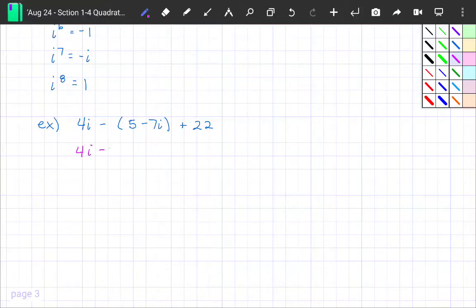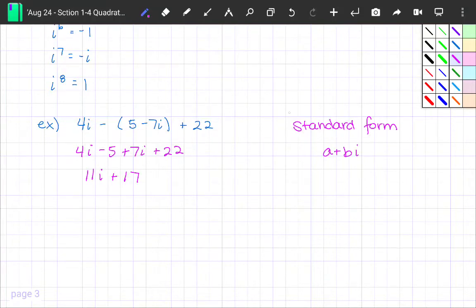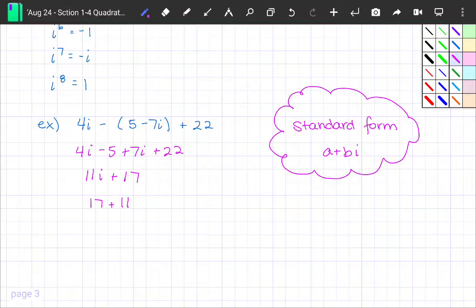Distribute that negative, combine like terms. Hopefully I don't make any arithmetic mistakes. And we get this. The only thing is, standard form for a complex number is a plus bi. And your answers should always be written in standard form, which means the real part first. 7 plus 11i. But otherwise it's just like variables. Doesn't matter. So that's adding and subtracting.